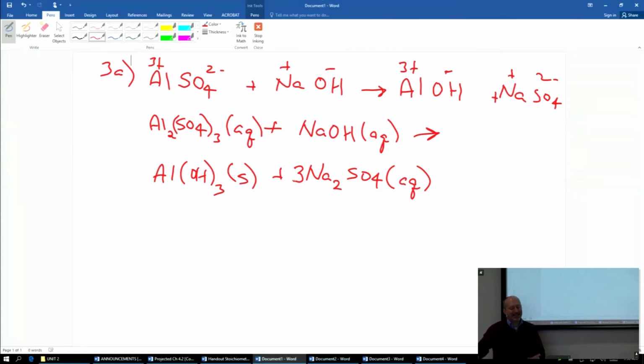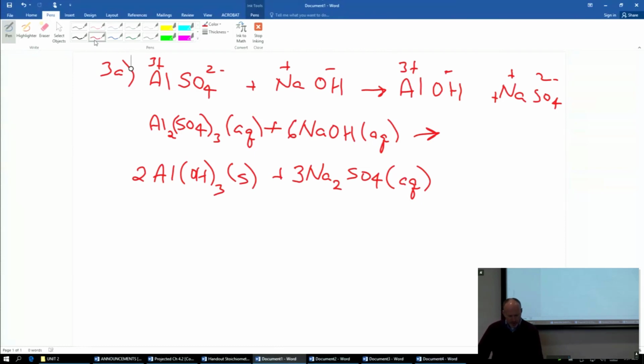So now I've got 6 sodium here, so I need 6 sodium on the reactant side. That gives me 6 hydroxides. On the product side, I've got aluminum hydroxide. I've got 3 hydroxides there. That puts me at 2 in that position. Check my aluminums, and I should be balanced at this point. So that is nicely balanced.